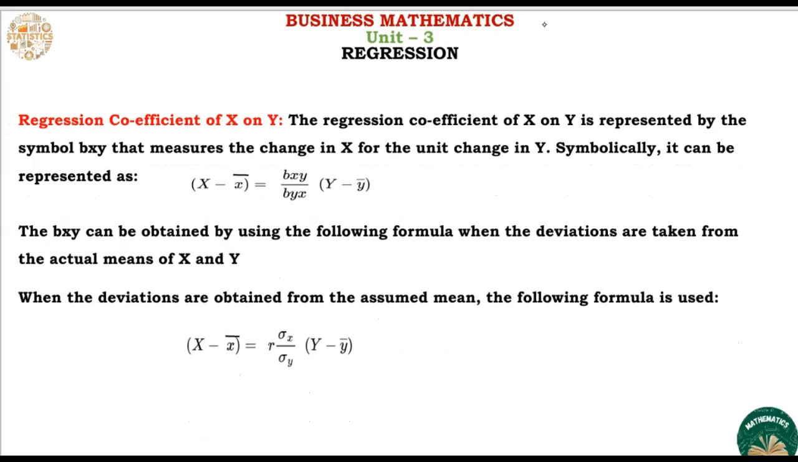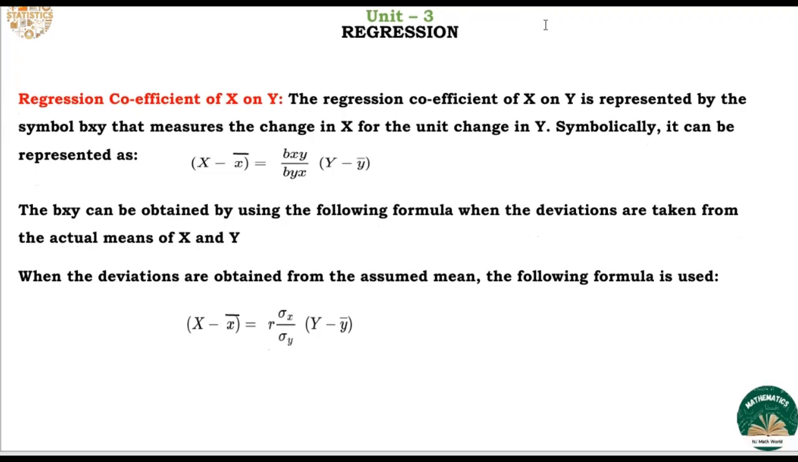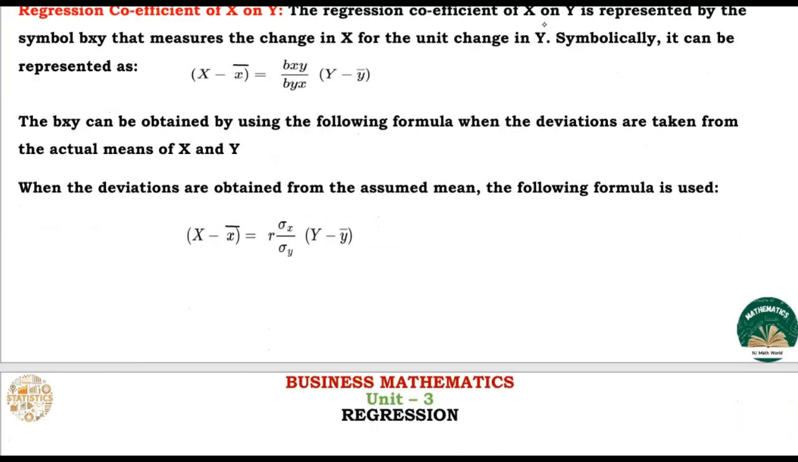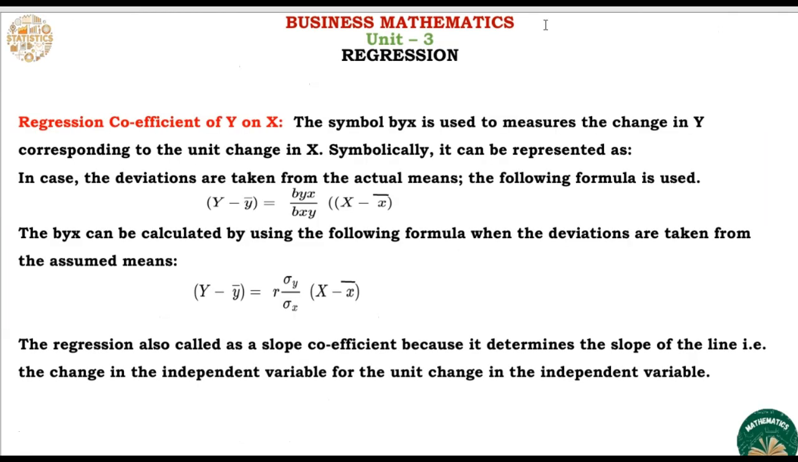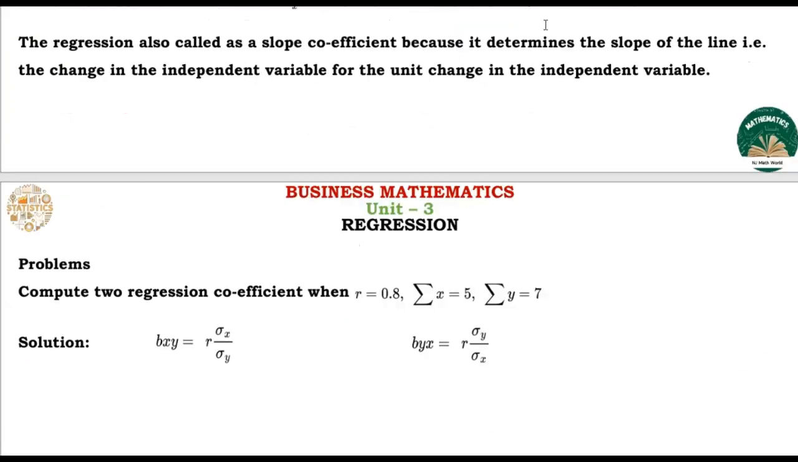If they give you bxy and byx in place of standard deviation, we can use this formula to find the regression equation. For y, it will be y minus y bar equals byx times (x minus x bar). In place of r, sigma y by sigma x, we can use this formula to solve the problems.